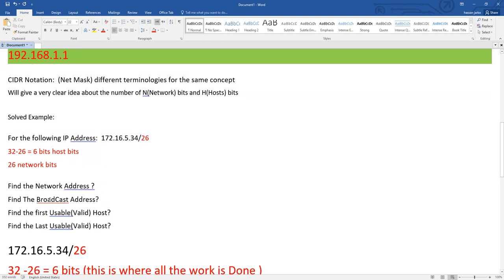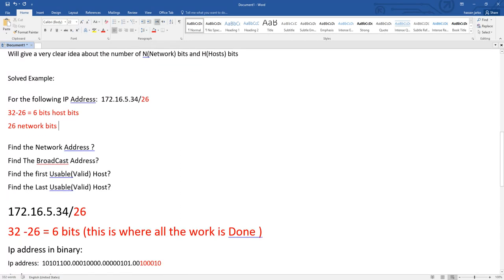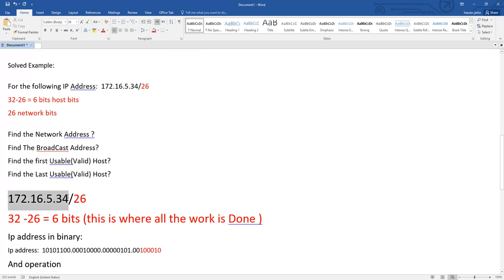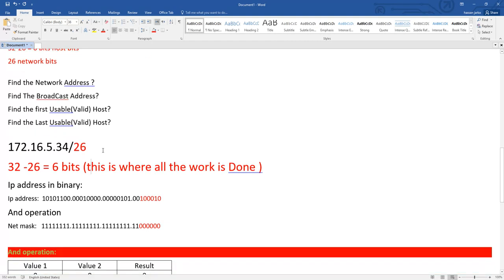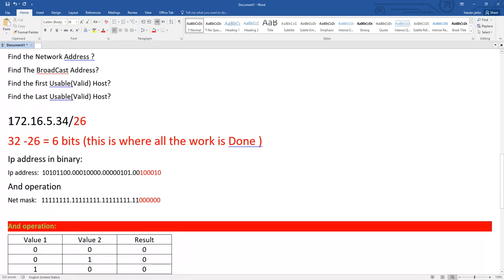Okay, so let's go for an example here. We have an IP address, and they are telling us to find the network address, the broadcast address, the first usable or valid host, and the last usable or valid host. So this IP address and /26, and as I told you, we subtract 26 from 32, which gives us 6 bits, and those 6 bits are where all the work is done. Those are very important bits. We need to pay attention to them, because by doing some operations we will be able to get the network number, the broadcast, and all the other requirements. So the first thing we will do when we are given a question like that is write the IP address in binary.